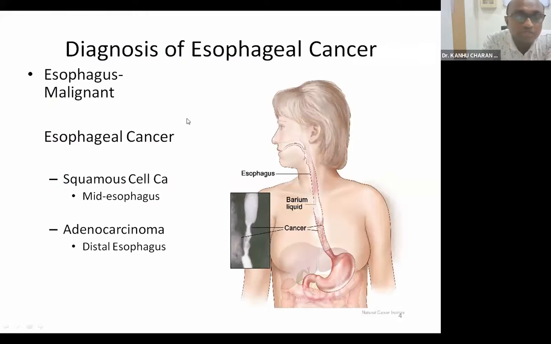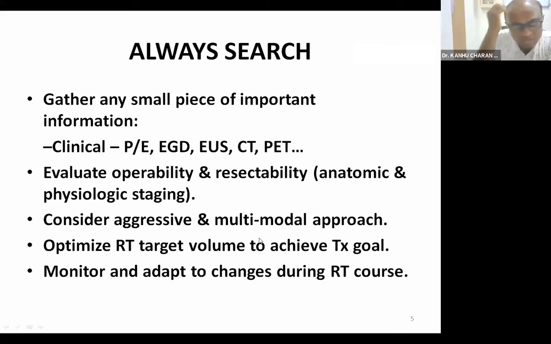So in the diagnosis of esophageal cancer, mostly it looks malignant, and most of the mid-esophagus cancers are squamous cell, and distal esophagus is the adenocarcinoma. So always gather any small piece of important information like physical examination, endoscopic examination, endoscopic ultrasound, CT, PET, evaluate operability and resectability with tumor board discussion, consider an aggressive multimodal approach, optimize the radiotherapy target volume to avoid treatment error, and monitor and adapt to change during the radiation course.